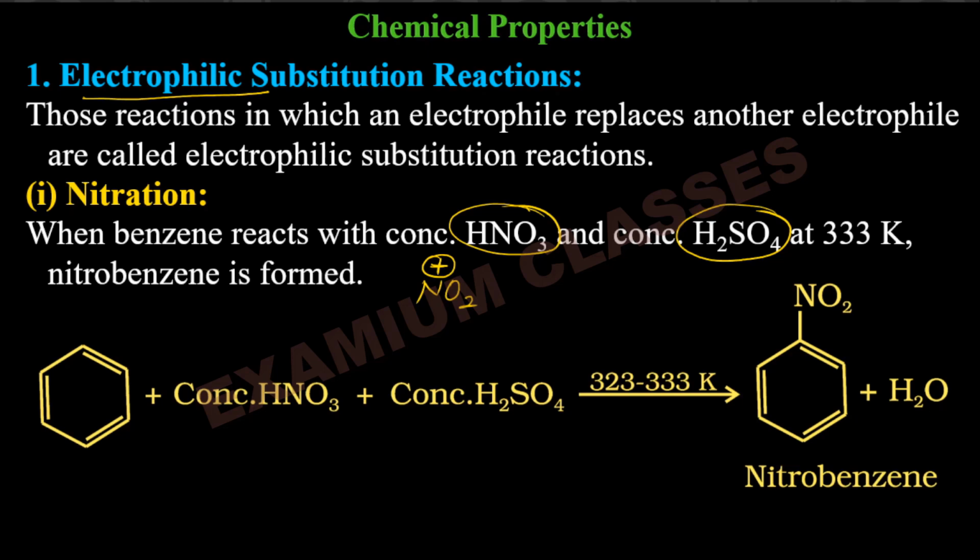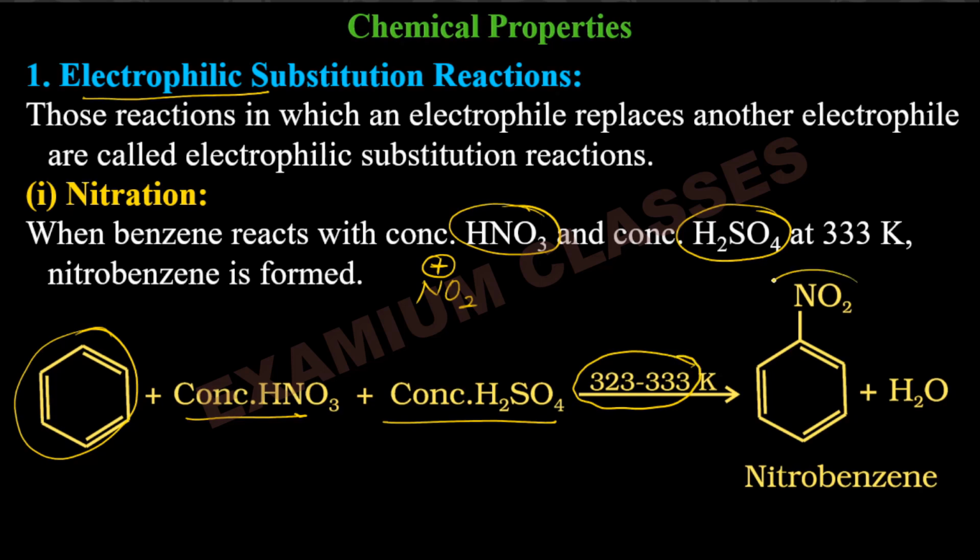So you need to remember that when benzene gets reacted with concentrated HNO3 and concentrated H2SO4 at 323 to 333 Kelvin, nitration is done. This nitronium ion will replace the hydrogen which is there, and we will get nitrobenzene. This is a type of electrophilic substitution reaction.